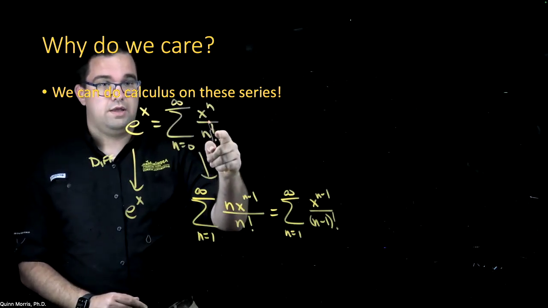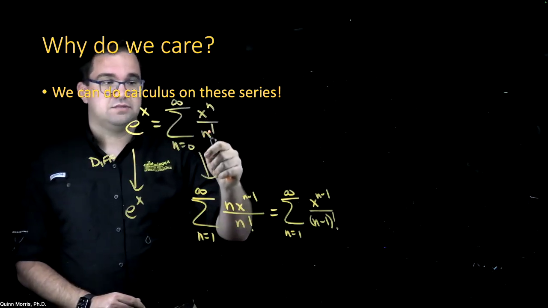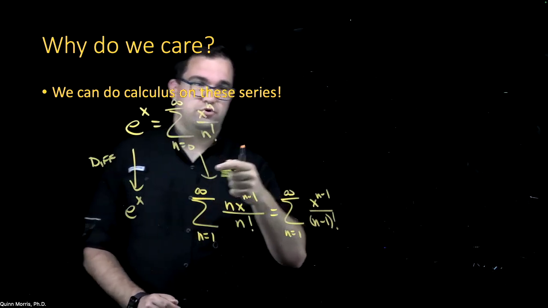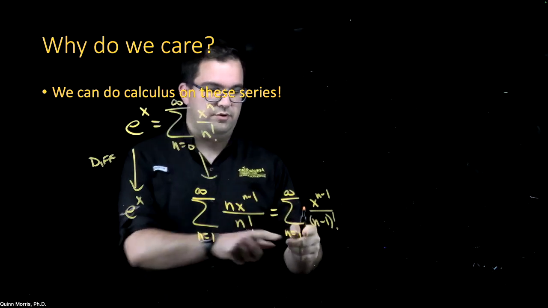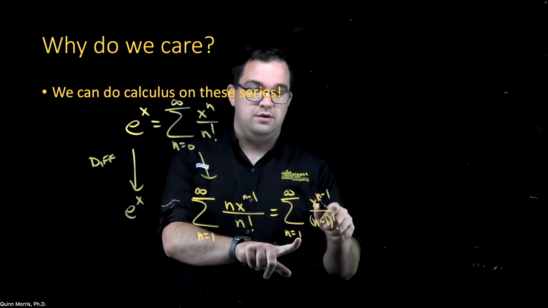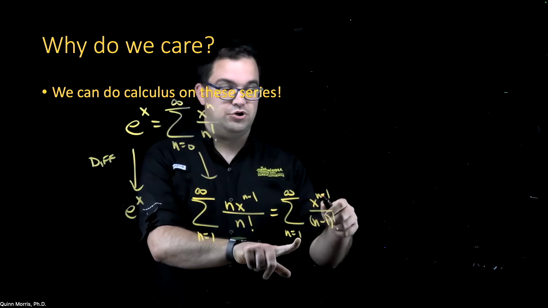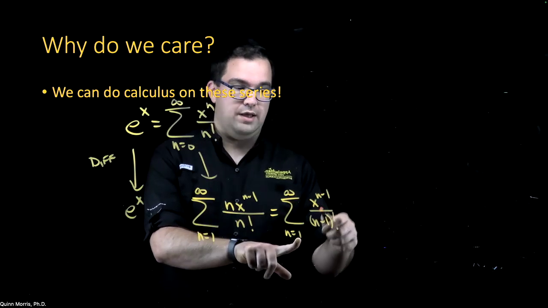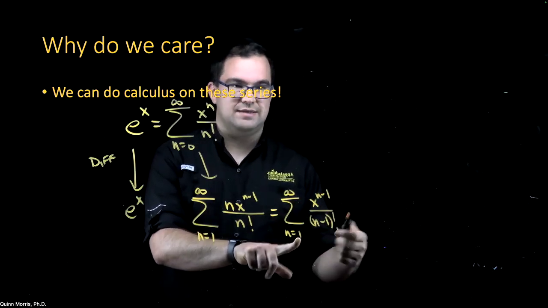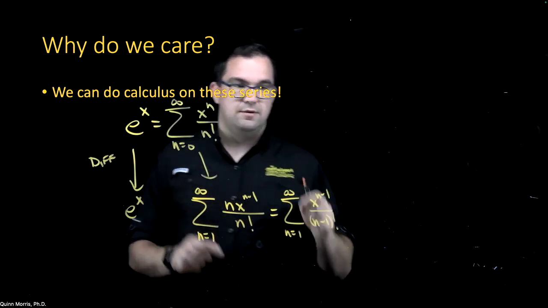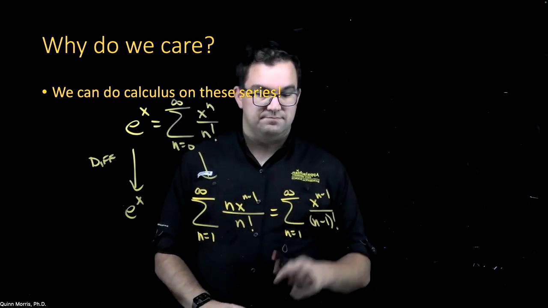So here you would get 1, you would get x, you would get x squared over 2 factorial, x cubed over 3 factorial. Here, if you start and you plug in 1, you get x to the 0 over 0 factorial, which is 1. If you plug in 2, you get x to the 1 divided by 1 factorial. You just get x. So you actually get the same terms. It's just that they're reindexed.